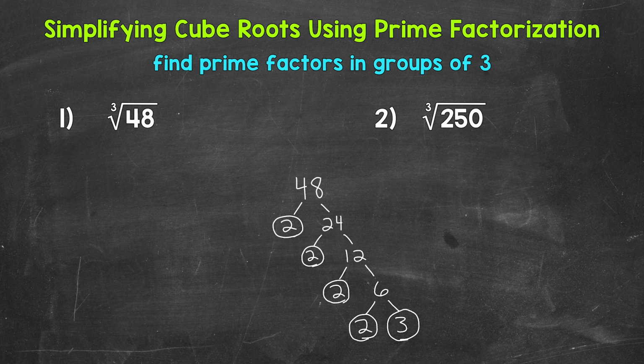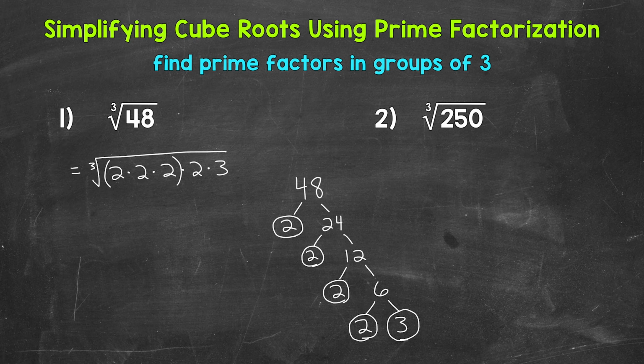Now that we have the prime factorization of 48, we can rewrite the cube root of 48 with these factors. We can rewrite this as the cube root of 2 times 2 times 2 times 2 times 3. This is still equivalent to 48, so we're not changing the value of anything. Now we need to find prime factors in groups of 3. We have a group of 3 twos right here. That represents a perfect cube that we can pull out. 2 times 2 times 2 equals 8, and the cube root of 8 is 2. So let's pull out a 2.